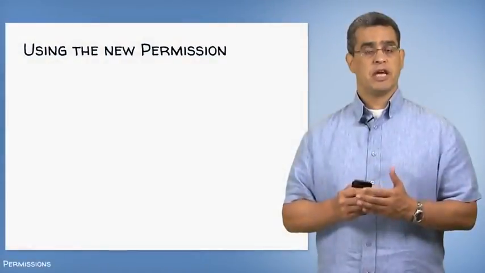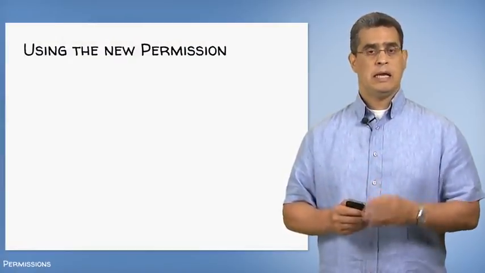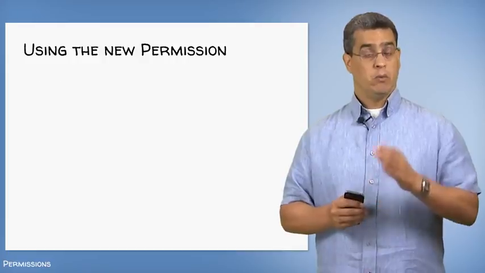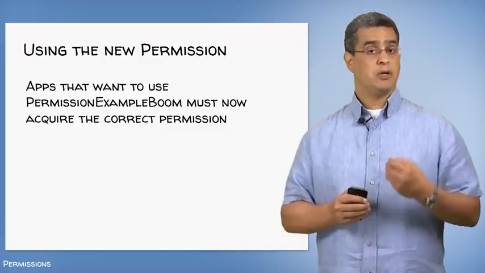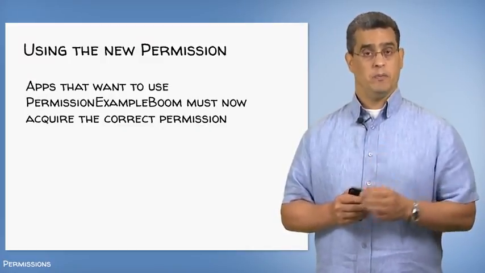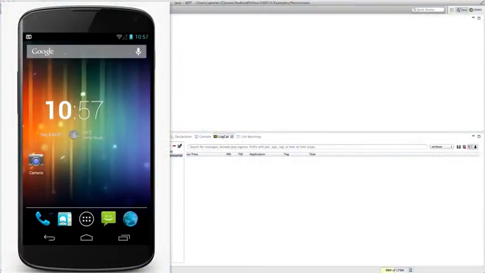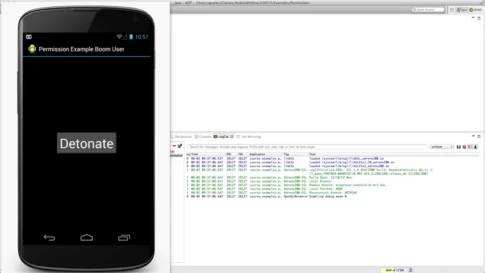Now since the Permission Example Boom application requires the boom_perm permission, any other application that wants to use it will first have to acquire that permission. So let's see what happens if an application without the proper permissions tries to start Permission Example Boom. So here I'm showing my device, and I've installed a second application on the device called Permission Example Boom User. And when I launch this application, it presents a single button labeled Detonate.